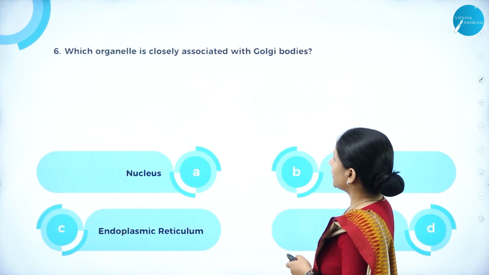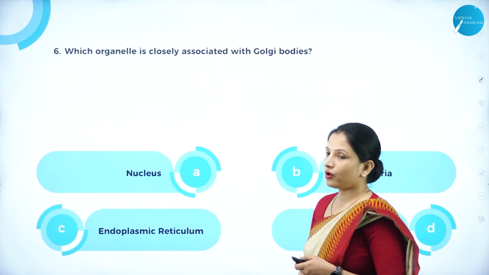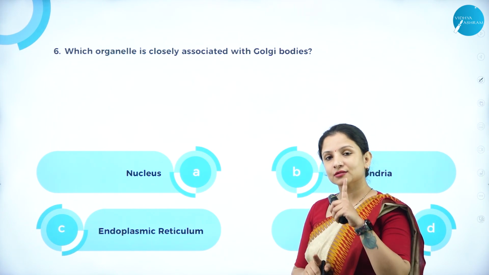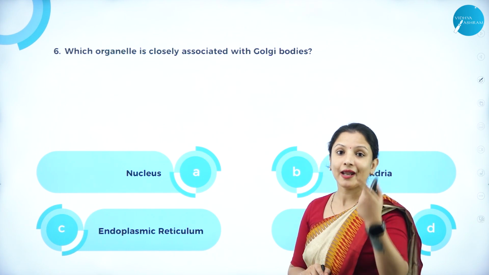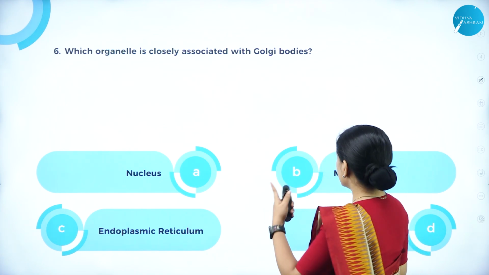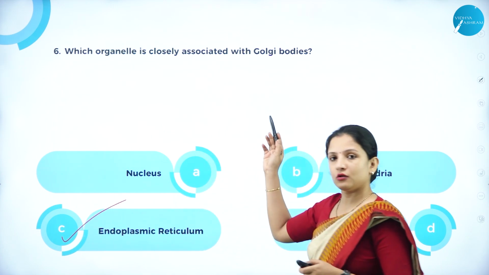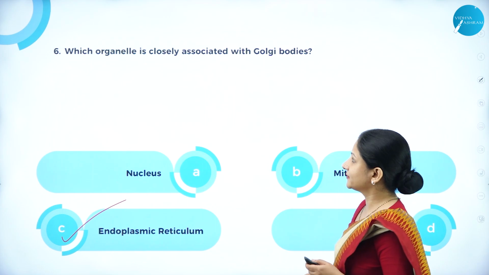Next question. Which organelle is closely associated with Golgi bodies? Is it the nucleus? Nucleus is closely associated with the endoplasmic reticulum. Okay. So here, endoplasmic reticulum is closely associated with the Golgi bodies. Option C is the right answer here.